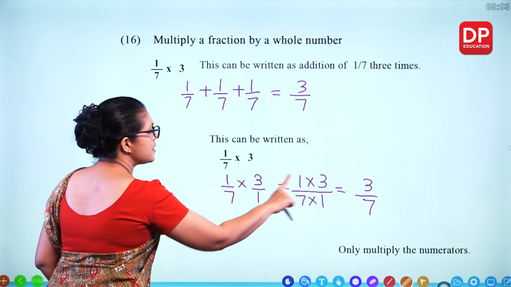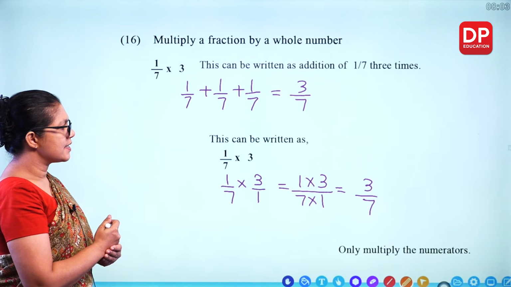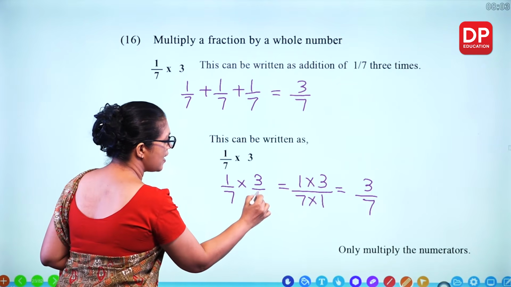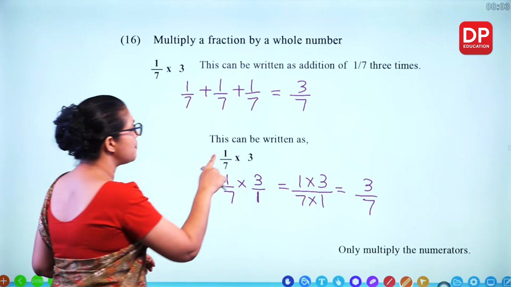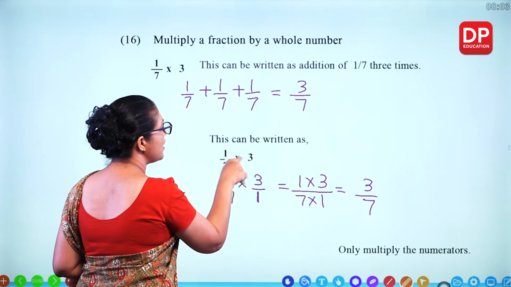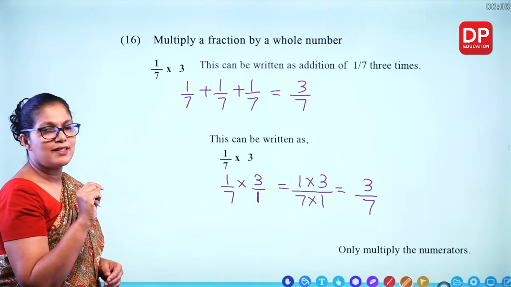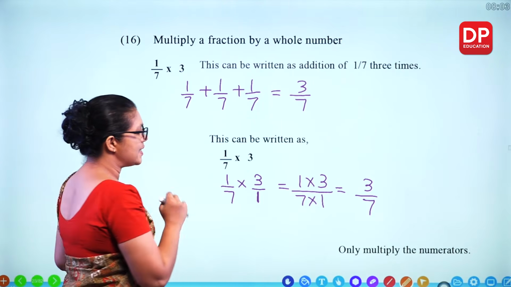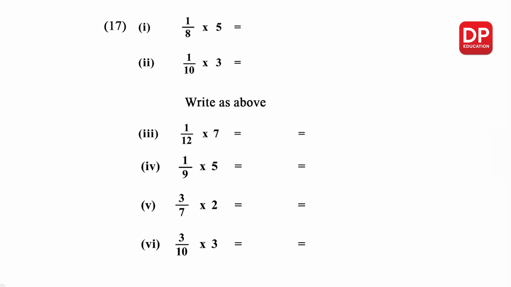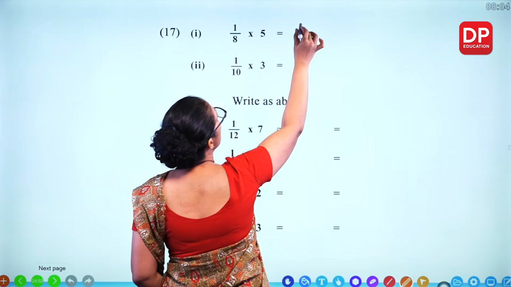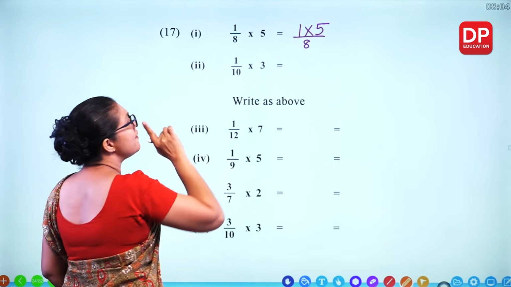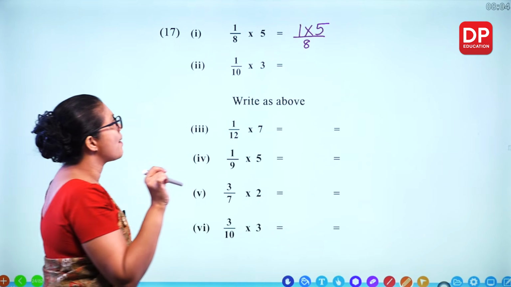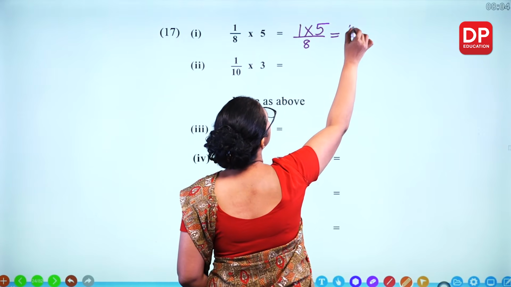So you multiply the numerators. Here 1 is there. Can you see? When you multiply by a whole number, only we multiply the whole number with the numerator, not the denominator. So multiply this one. You can straight away write down without converting. You can write 1 times 5 and just 8 there. Only the numerator we multiply by the whole number. So 5 over 8.